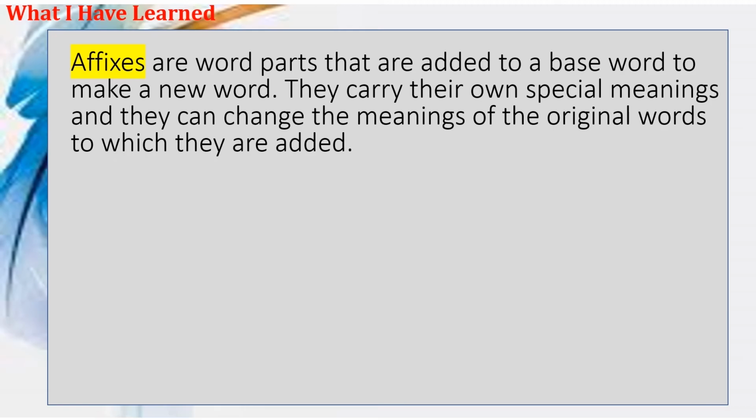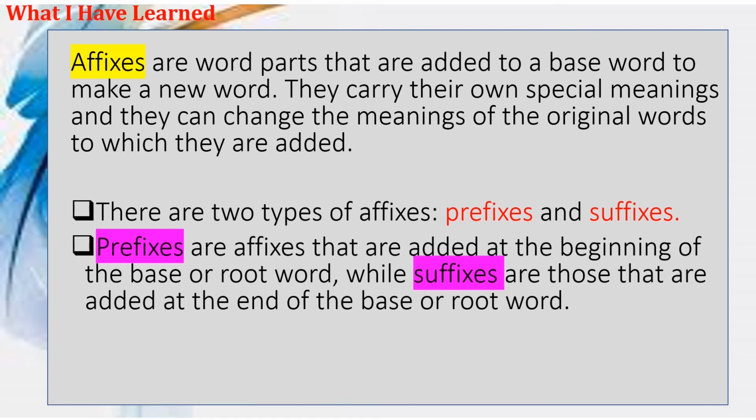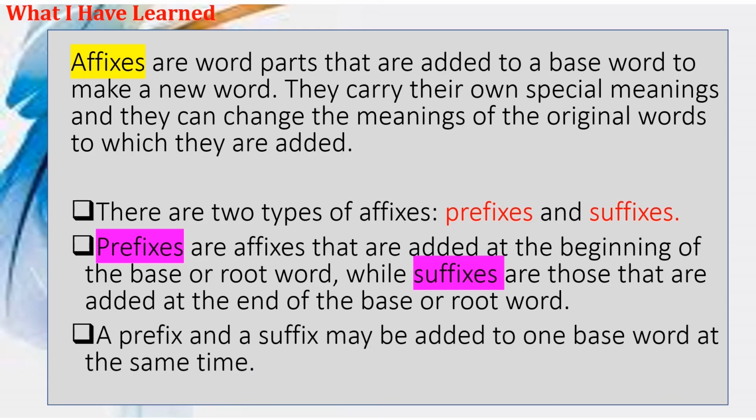Let's have a recap of our lesson. Affixes are word parts that are added to a base word to make a new word. They carry their own special meanings and they can change the meanings of the original words to which they are added. There are two types of affixes, prefixes and suffixes. Prefixes are affixes that are added at the beginning of the base or root word, while suffixes are those that are added at the end of the base or root word. A prefix and a suffix may be added to one base word at the same time.